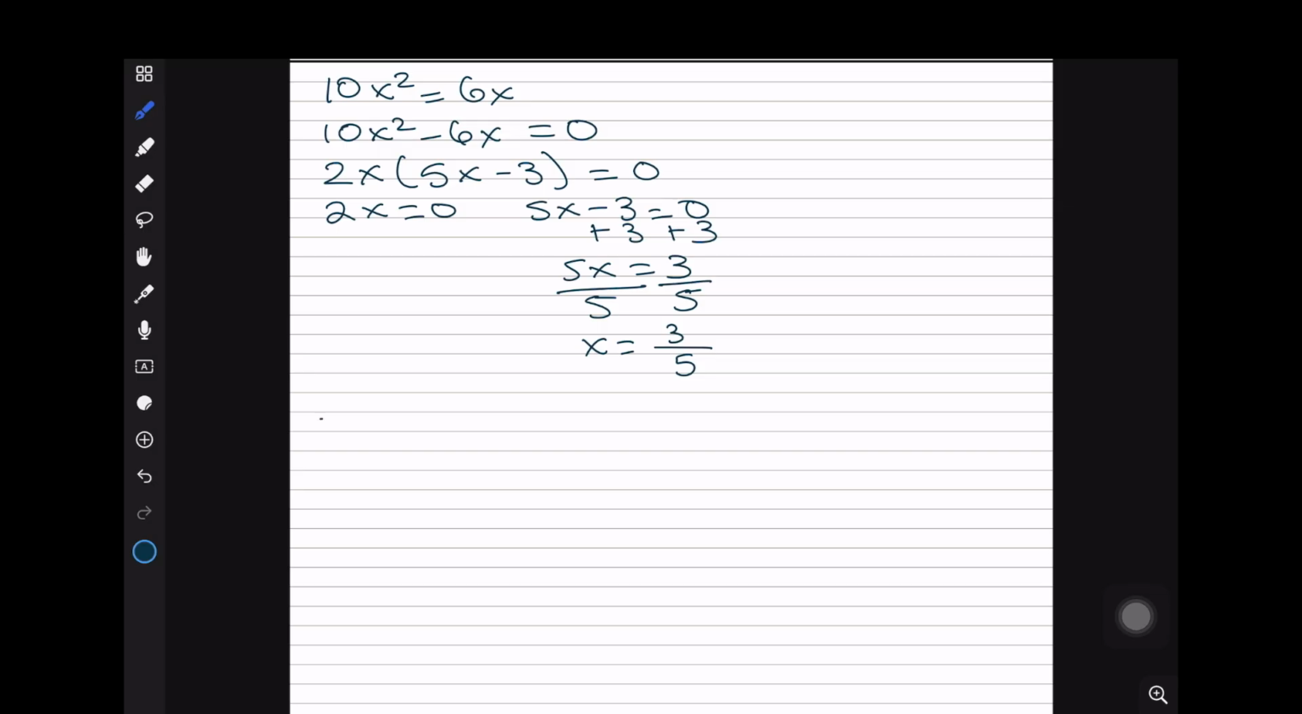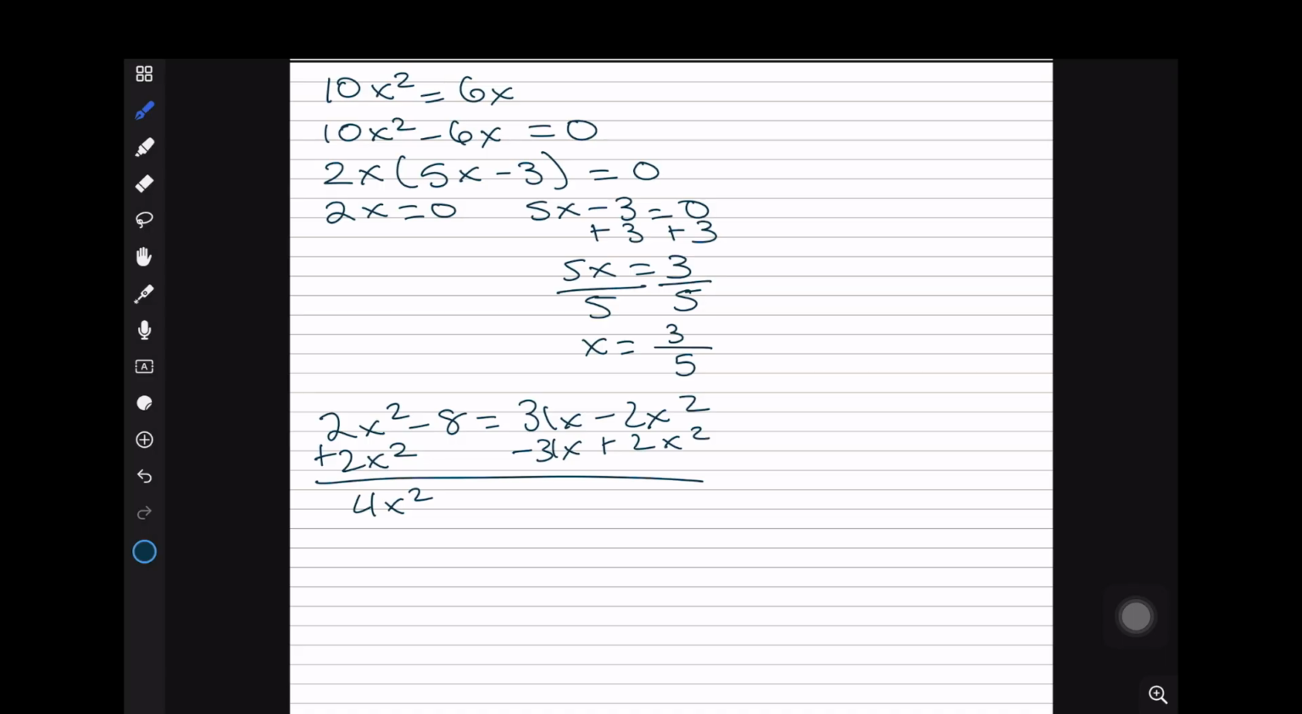And then let's check out this example. 2x squared minus 8 equals 31x minus 2x squared. Remember, you want to get the terms on one side and you want to set one side equal to 0. So just move some things around. We're going to move the 2x squared to the other side. So we're going to have 4x squared minus 31x minus 8 equals 0.